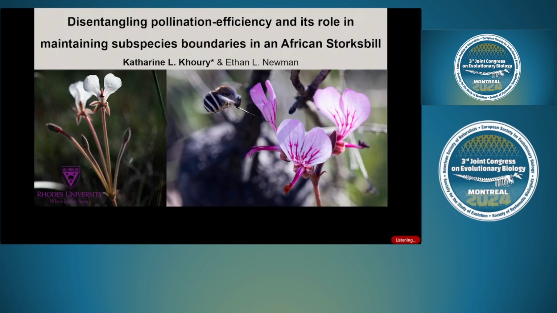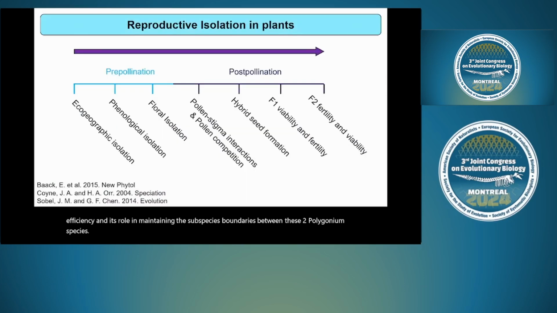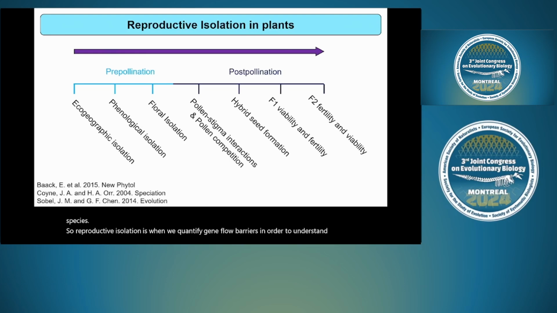Okay. Good morning, everybody. My name is Katharine. I'm a master's student from South Africa, and I'm going to be chatting to you today about some research I've been doing into pollination efficiency and its role in maintaining the subspecies boundaries between these two Pelargonium species. So reproductive isolation is when we quantify gene flow barriers in order to understand what maintains species boundaries.